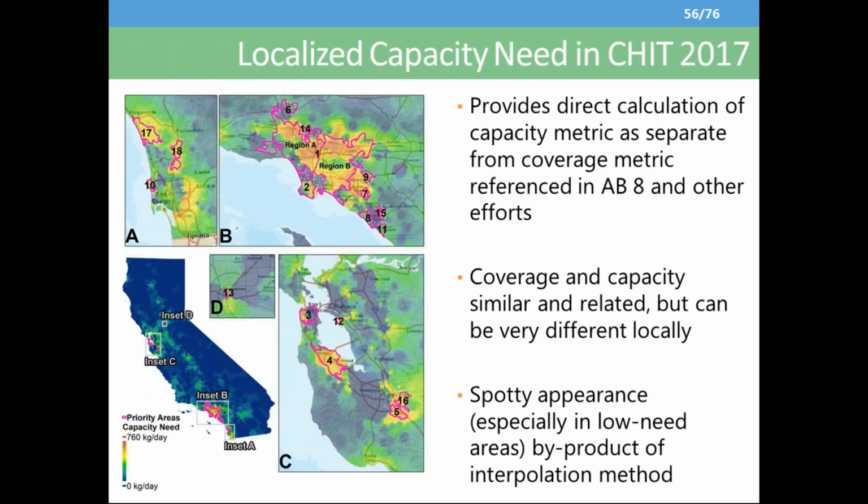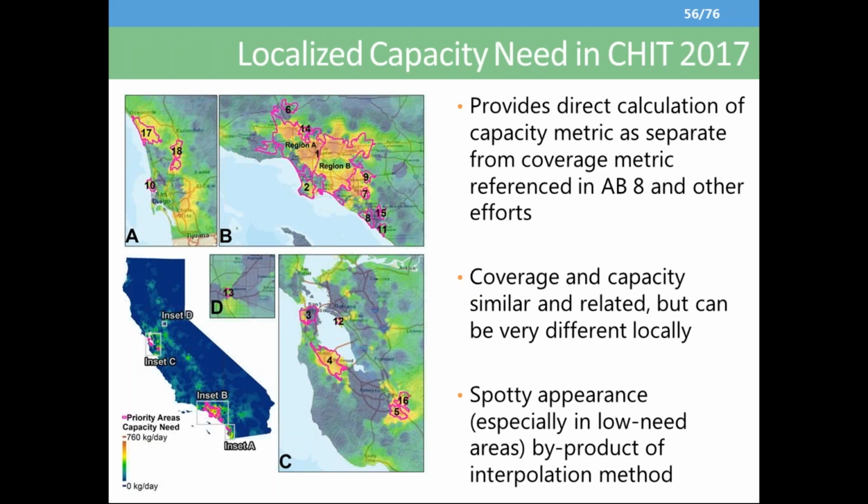Next slide. And so this is what it looks like. So again, using similar shading, deep blue is essentially zero capacity need. Bright red is a very high capacity need, up to 760 kilograms per day total. And you can see that what this really allows us to do is provide explicitly an evaluation of coverage as a separate factor from capacity need, right? And granted, they are of course related. They are of course based on some of the same input data, but the actual calculations and the actual results are pretty different.